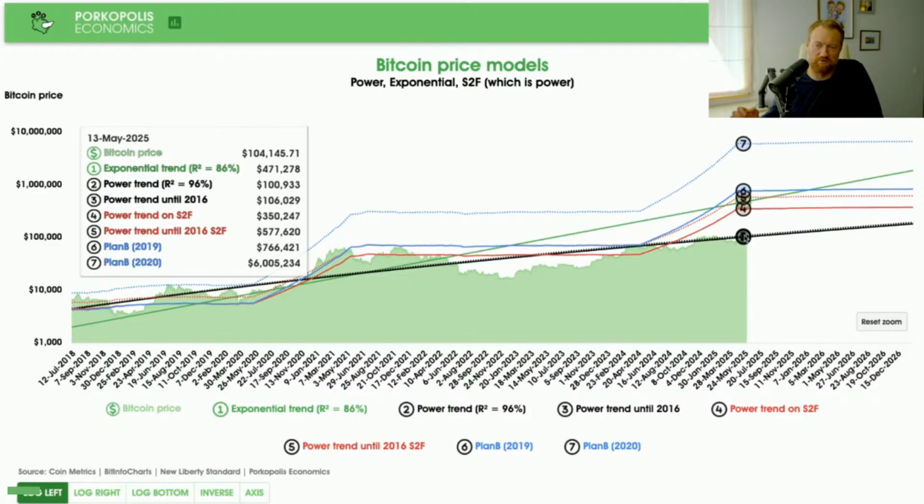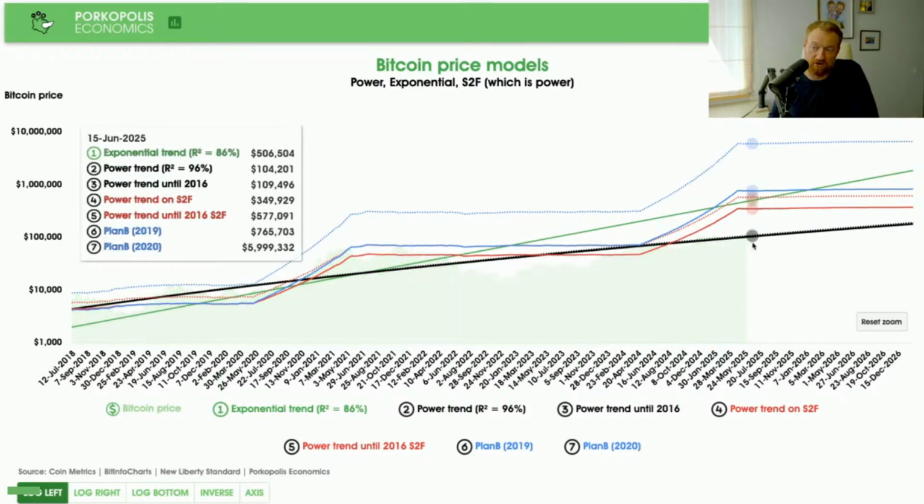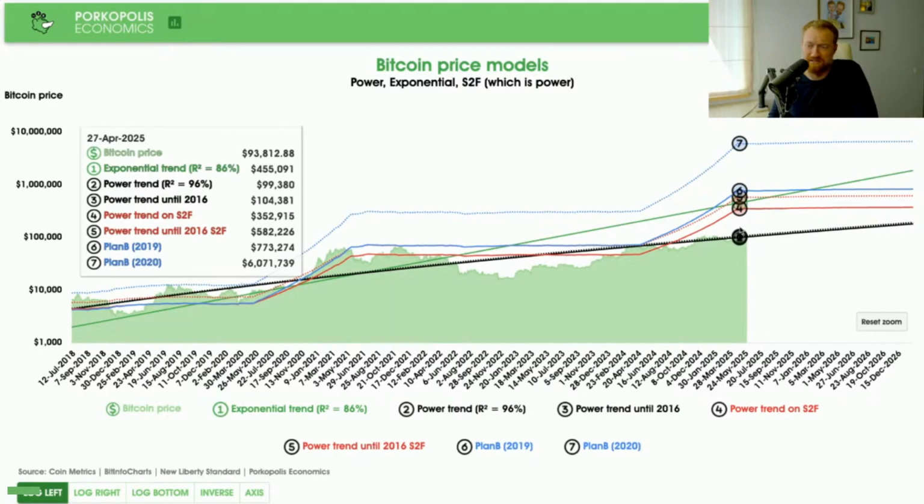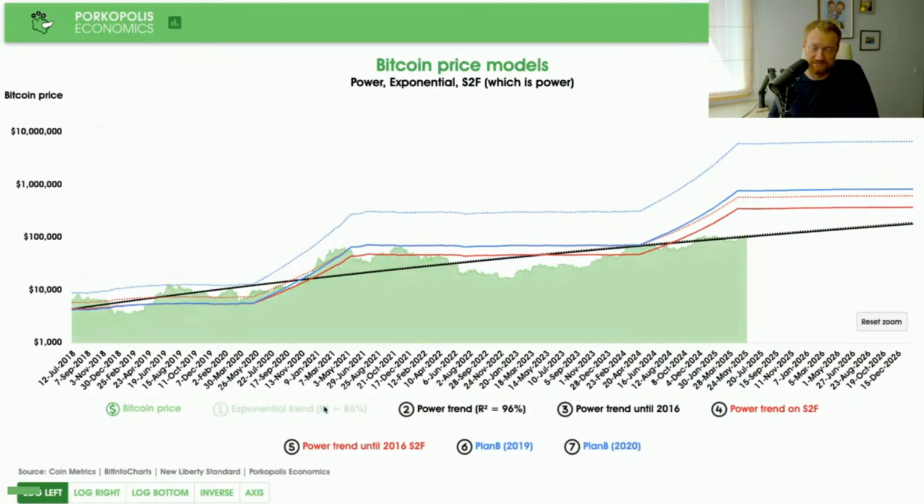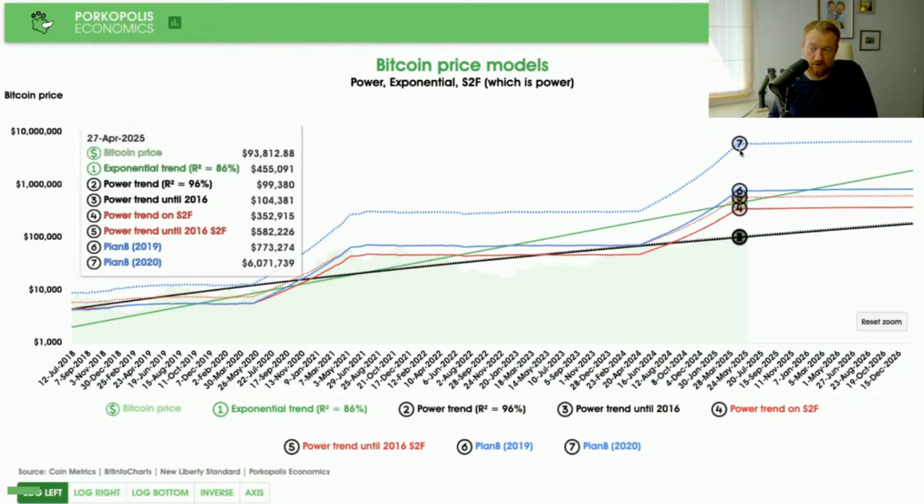The 2020 model would predict $6 million Bitcoin by today. And notice, by the way, particularly in the case of the blue ones, it also happens to be the case for the red ones. All of them are actually more in line with the standard vanilla exponential regression on Bitcoin's price. That's where these lines fall, right?